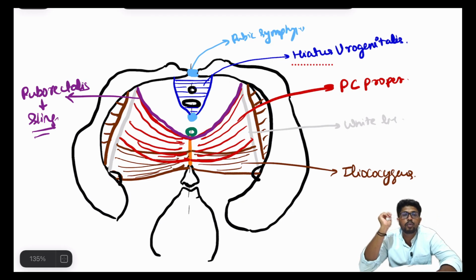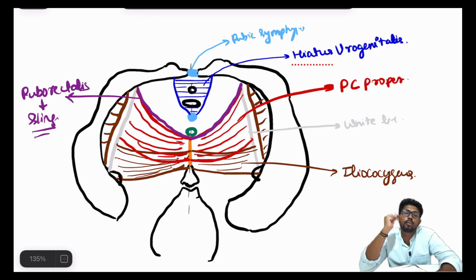So the importance of this puborectal sling is, during the defecation, as we know, this rectum and the anal canal is not a straight tube. It is a curved structure. But during the defecation, this puborectal sling relaxes, and the rectum and the anal canal become a straight tube with the help of one more muscle.